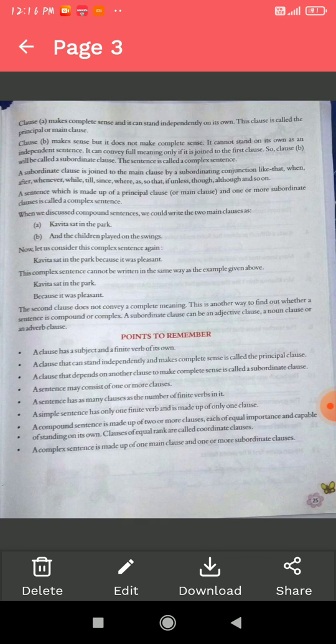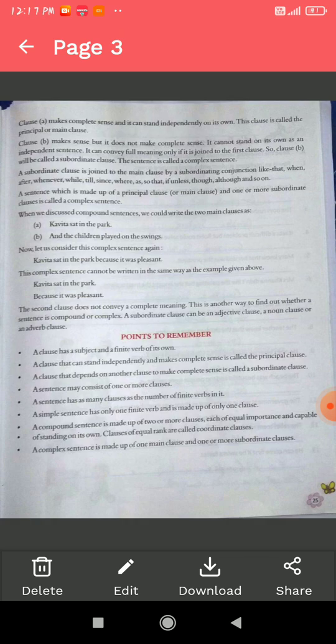While clause B, because it was pleasant, makes sense but does not make complete sense. So it cannot stand on its own as an independent sentence until we join it to the principal clause. Then it can convey full meaning. So clause B is called the subordinate clause. Subordinate means something which is under the control of someone or something. That sentence is called a complex sentence.